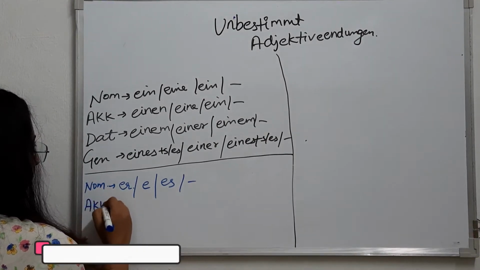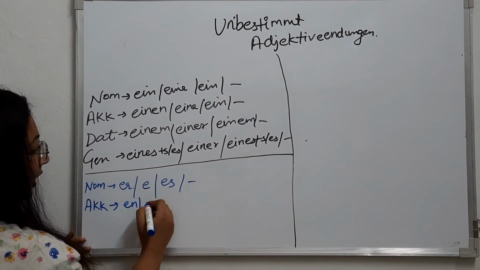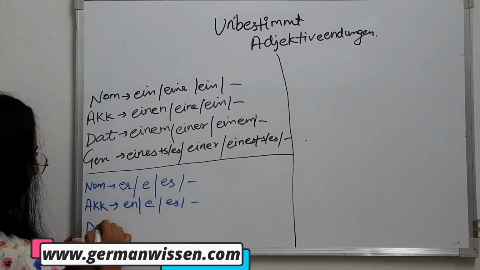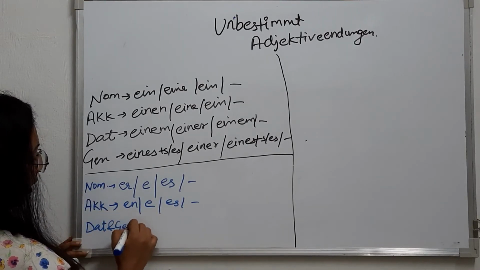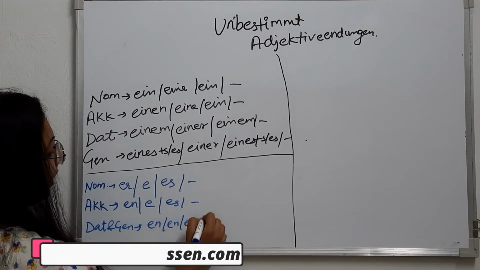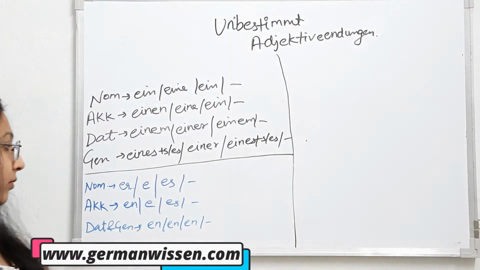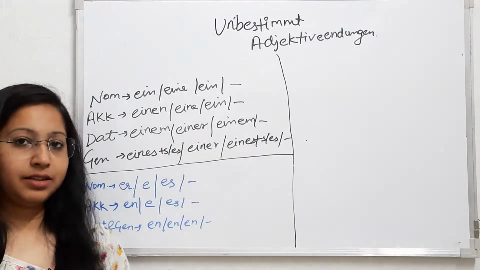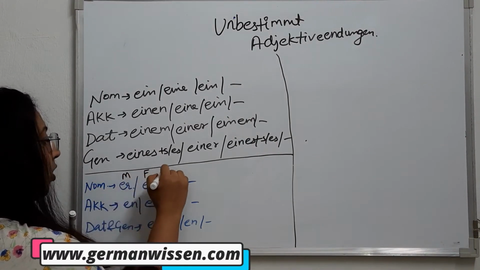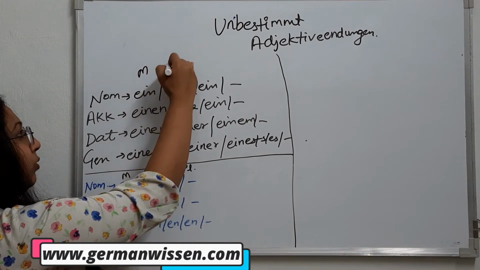Same in the case of accusative. We have den, we will take en; die, e; das, es; and nothing for plural. Only in the case of dative and genitive, all are en, same as the bestimmt adjective endings. So I guess it is now easier to understand. In the case of masculine, feminine, neutral, we are just following the endings of the bestimmt articles.